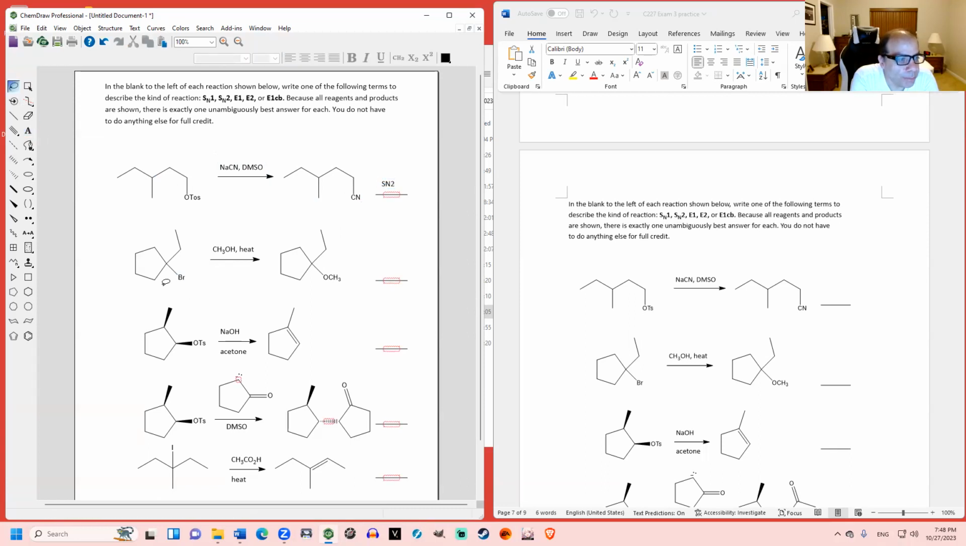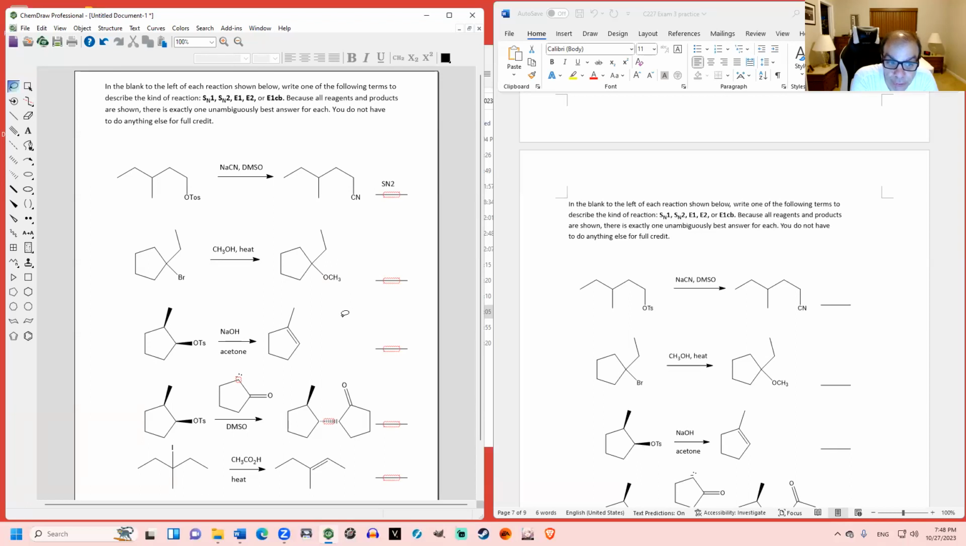In the next problem, we're treating a tertiary substrate with a protic solvent and heating it. And there's nothing else, no base, no nucleophile apart from the solvent. And when we look and see what has happened, we see that the bromine has been replaced by methoxy. That methoxy must have come from the methanol. So we've again done a substitution. We've substituted the bromine for the methoxy.